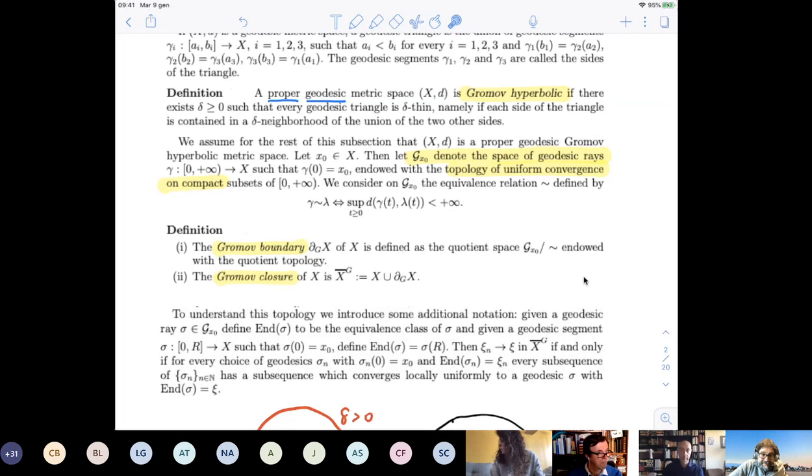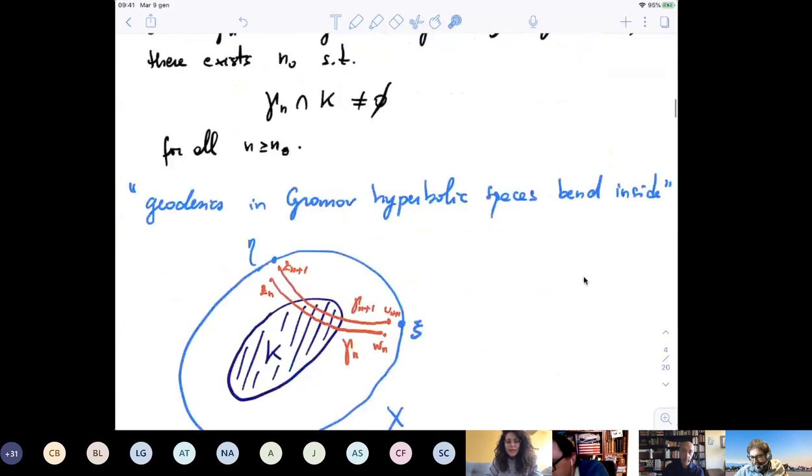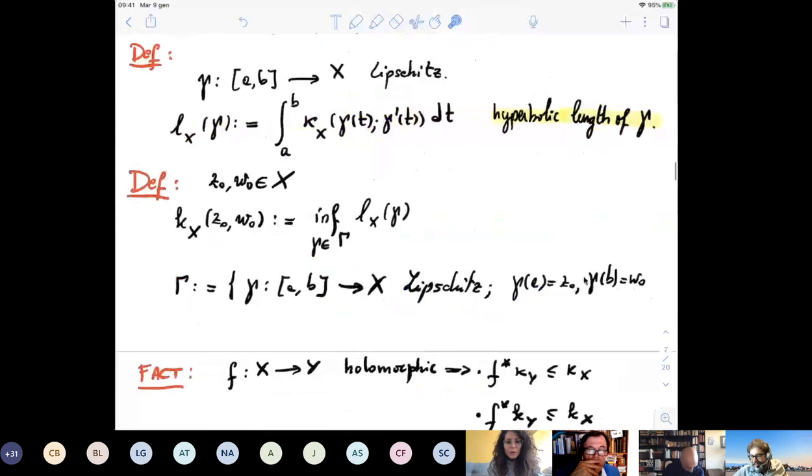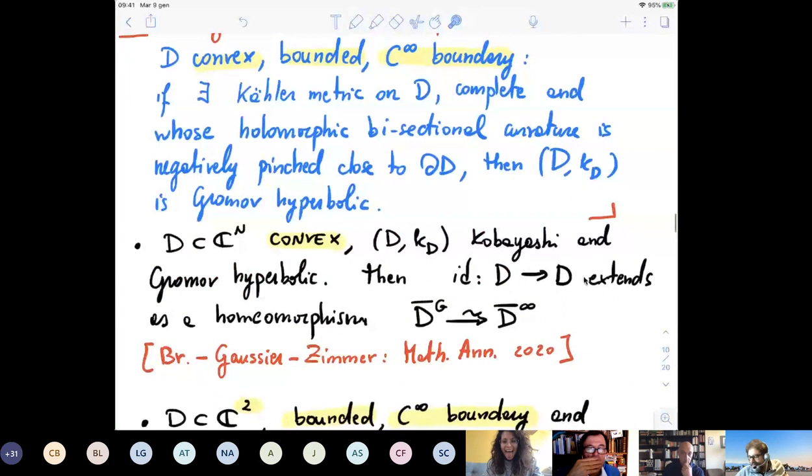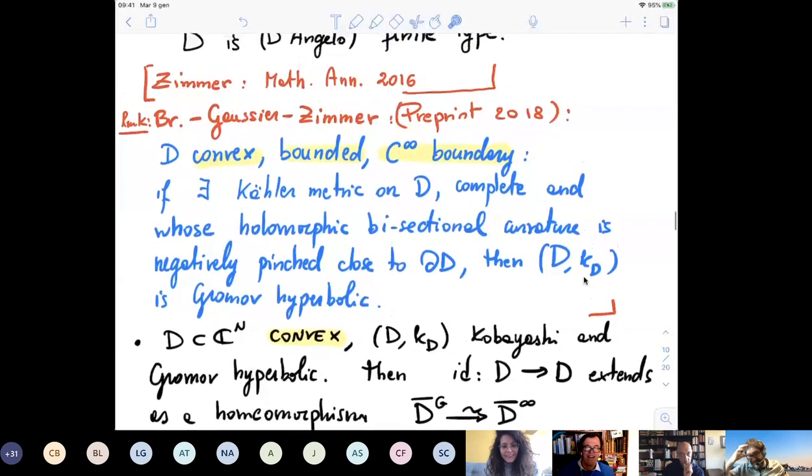Okay, so maybe last question for today. When you mentioned your paper with Gaussier and Zimmer, the one in 2018, the one about the Kähler metric, what would be the compact version of this?